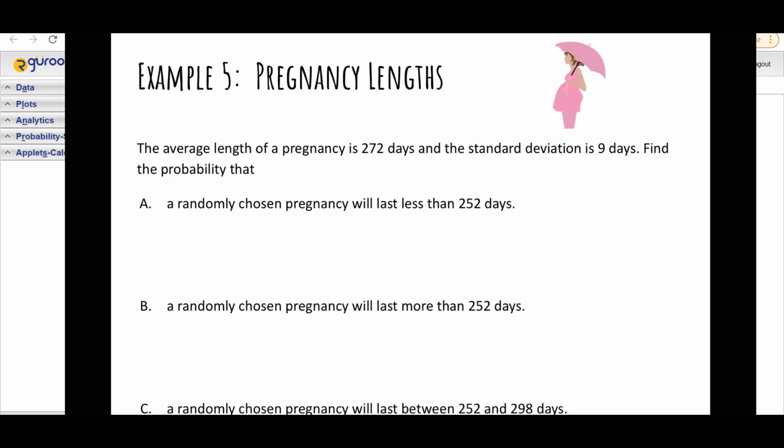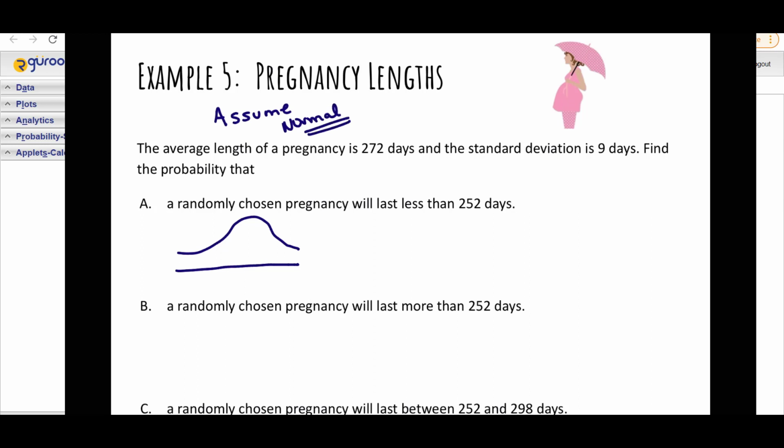The average length of pregnancy is 272 days, and the standard deviation is 9 days. Find the probability that a randomly chosen pregnancy will last less than 252 days. So I find it good practice to draw out a normal curve. Now, normally what they would say, and that's missing here, is that pregnancy has a normal distribution. So we're going to assume that's missing here. We're going to assume it's a normal distribution. Normally it would say that though.